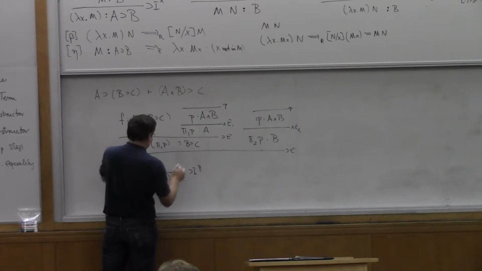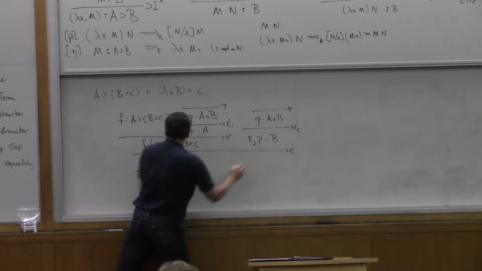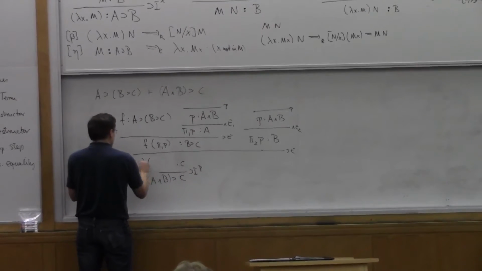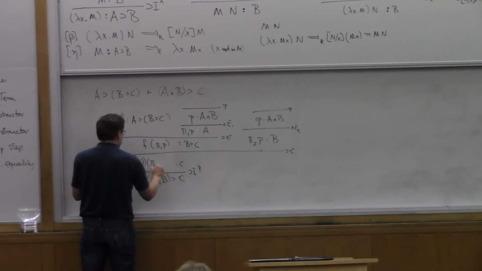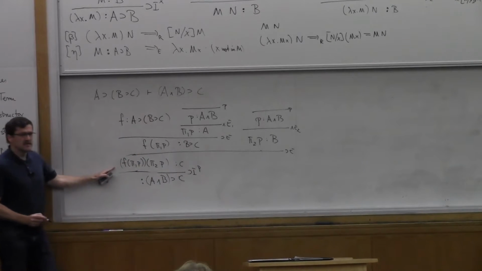So the proof term for C here is then going to be what? It's going to be this thing applied to this thing here. So it's going to be f of pi 1 of p, and that whole thing applied to pi 2 of p. Okay, everybody okay with this?